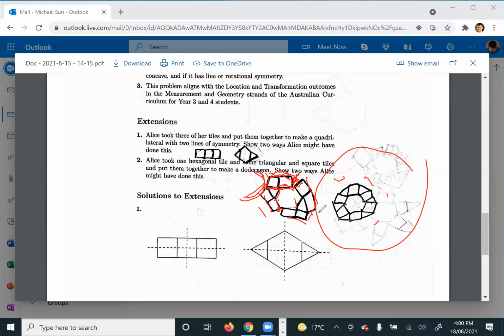1, 2, 3, 4, 5, 6, 7, 8, 9, 10, 11, 12, 13, 14. Where are you counting?